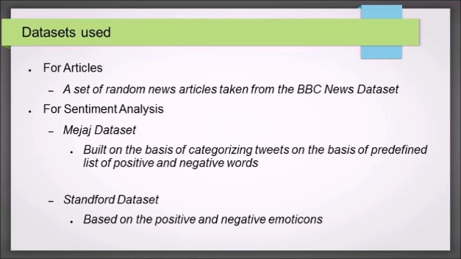Now, let us look into the datasets used for this project. Datasets are used for articles and for sentiment analysis. The datasets used for articles include a set of random news articles taken from the BBC News dataset. The dataset for the sentiment analysis needs to include categorized tweets on the basis of a predefined list of positive and negative words. Major's dataset is used to satisfy this purpose. Stanford dataset based on positive and negative emoticons is also used.